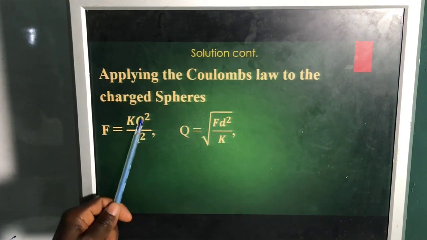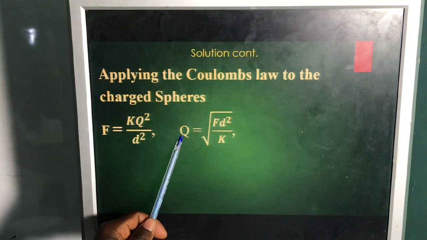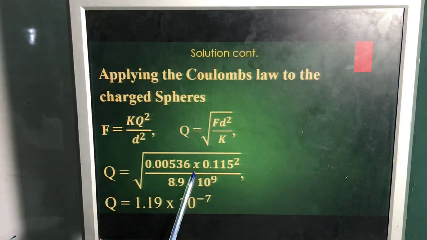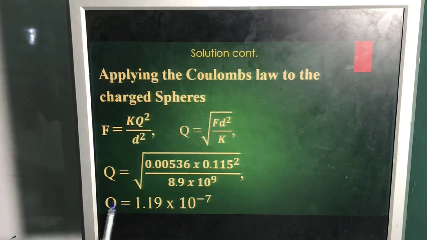Now we have all the values, so we make Q the subject, which is the quantity of charge that we are looking for. We make Q the subject, we get this equation, we put in the values, and finally we get Q is equal to 1.19 times 10 raised to the power -7 coulombs. The coulomb didn't come up, so please add it.